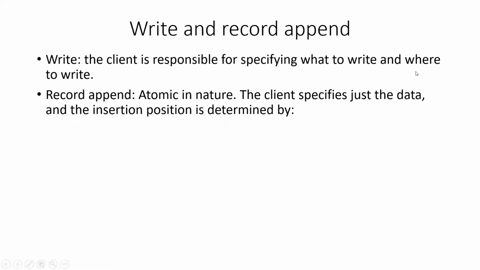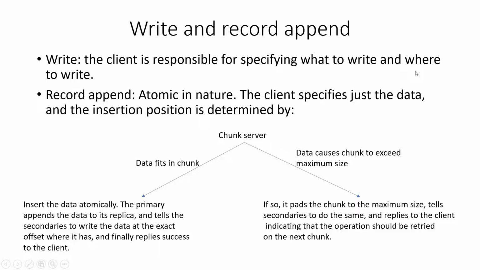So let's say the chunk server receives particular data, and let's say the chunk is already 44 MB full. The chunk size, as we have already seen, is 64 MB, and 44 MB is already occupied, and the data received is 5 MB. So the data received can easily fit into the existing chunk. The chunk writes the data atomically, and the primary, as we have seen in the last slide, tells the other replicas to do the same thing.